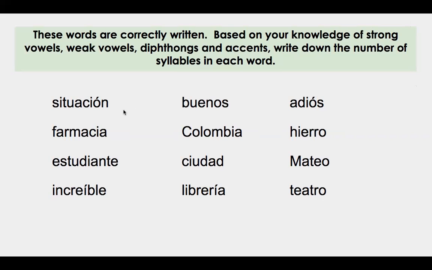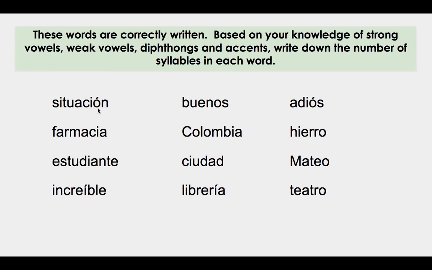Let's do one together. Here, assuming you've never heard this word before, si, tua, ua. Is that a diphthong? How can we tell if the u and the a are in the same syllable or not? Well, if they're in different syllables, then the u would have an accent, but it doesn't. So that's one syllable. T-U-A is one syllable.